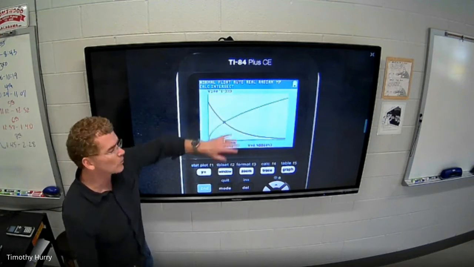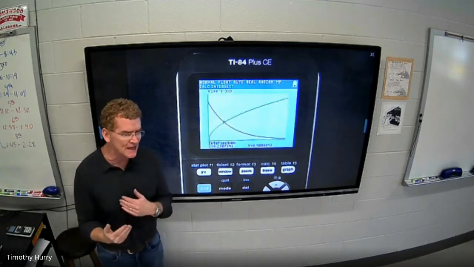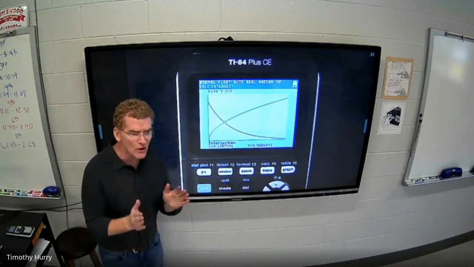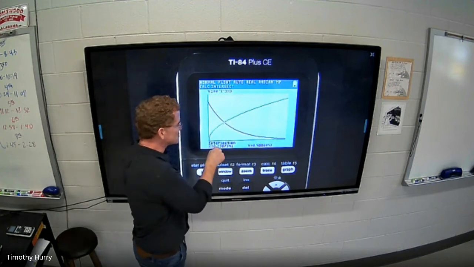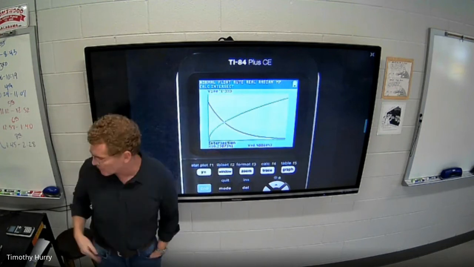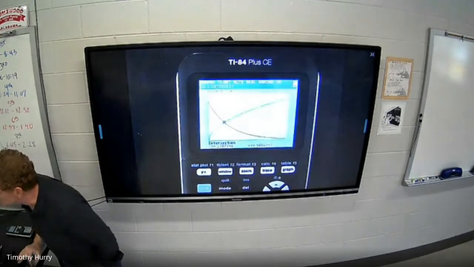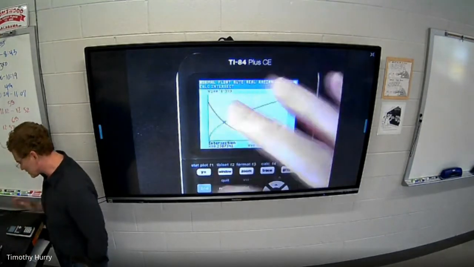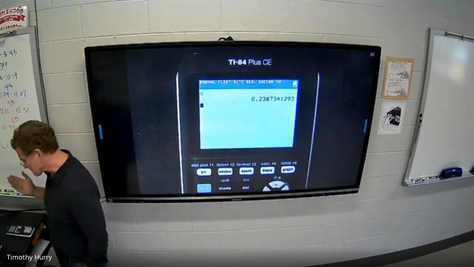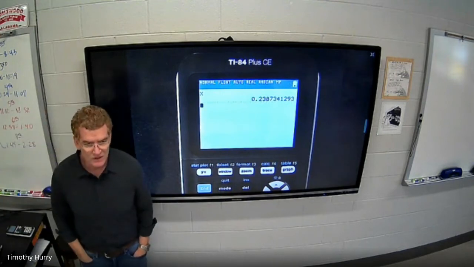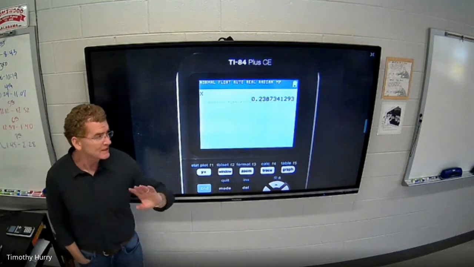Now, the 84 has a feature in it, which is kind of nice, in that when you solve, it automatically stores that as x. Like watch, remember 0.2387. So I'm going to quit, and look, if I hit x equals 0.2387.